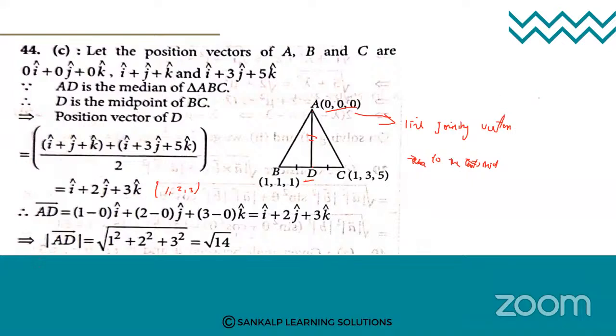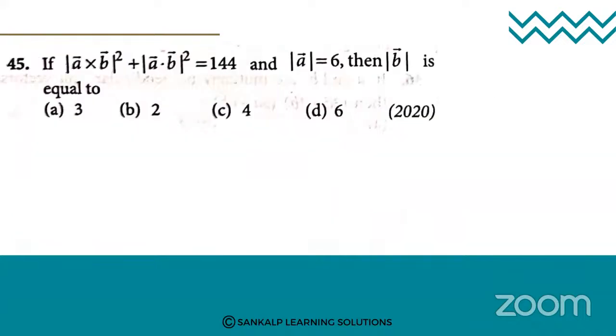Okay, next question. A cross B plus A dot B is equal to 144, and mod A, mod B value is given. Again, I am giving you 2 minutes time. Try to simplify it quickly. A similar example we have done in the previous case, so you can refer to that. Either you can substitute, or you can do it directly also. Pay attention.